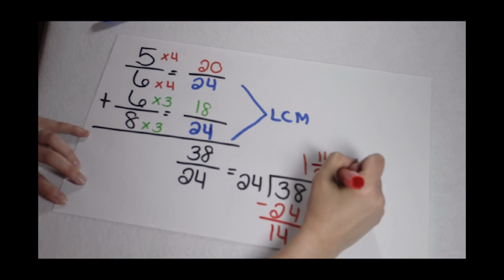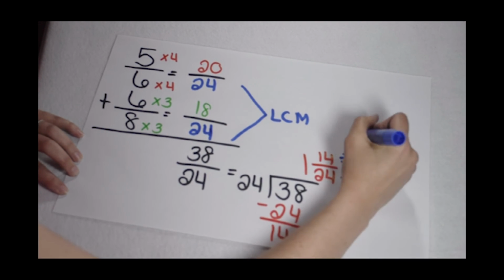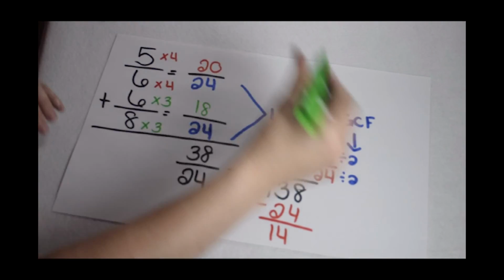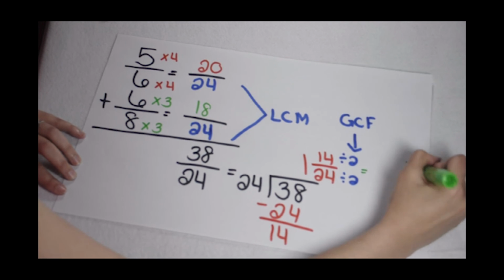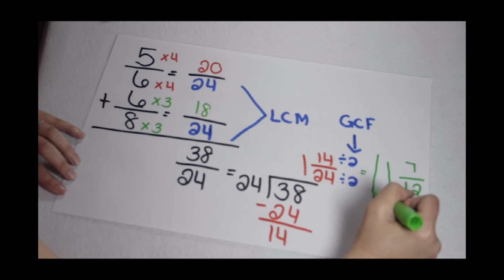But we're still not done yet, because 14 and 24 can both be divided by 2. That's going to give me 7. 24 divided by 2 is going to give me 12. I can't forget about my 1, so my final answer is 1 7/12.